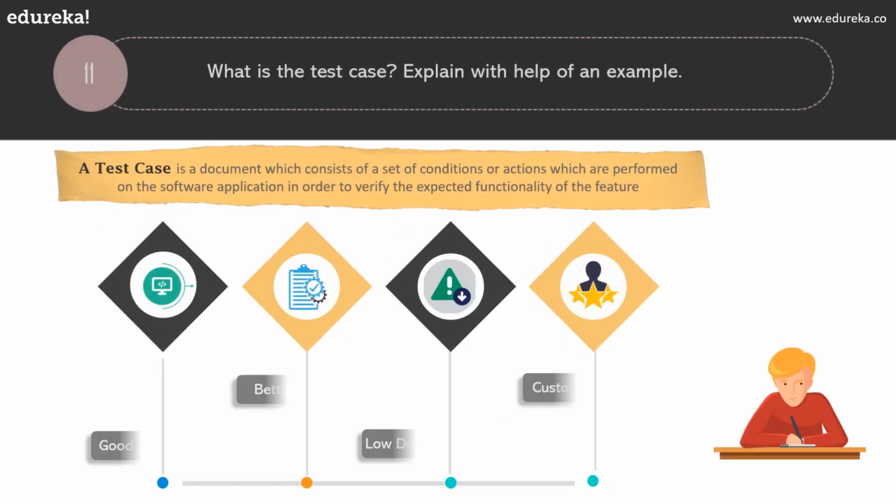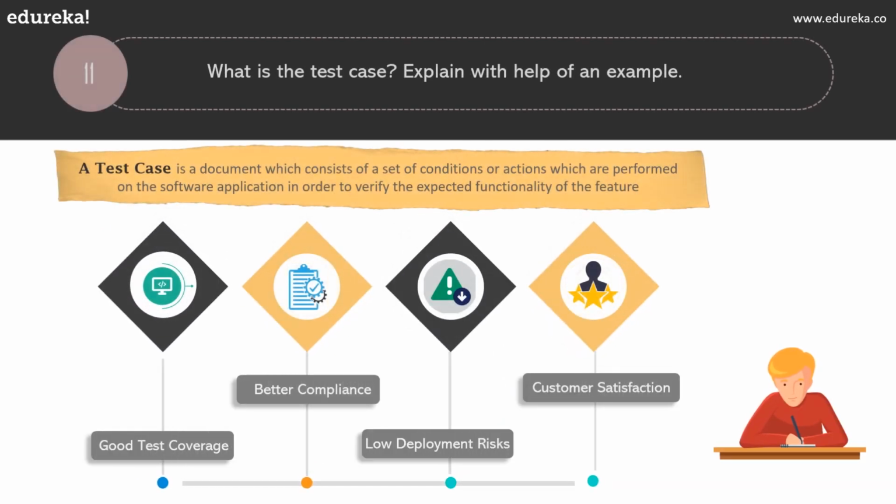The next question is, what exactly is test case? Explain with an example. Guys, documentation plays a very important role in testing, be it manual testing or automation testing. A test case is one of the documentation used. It's a document which has set of conditions or actions that are performed on software application in order to verify the expected functionality of a feature. So basically, test cases describe a specific idea that is to be tested without actually detailing the exact steps to be taken or data to be used.